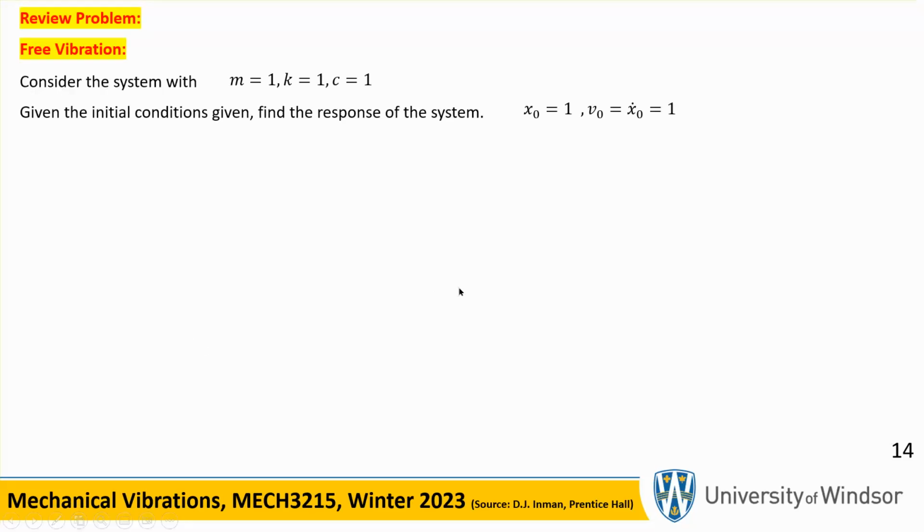So here's a problem. I'm already telling you what type of problem you're dealing with. It's a free vibration problem. You're given the mass, stiffness, and the damper values, and you're given initial conditions. Initial displacement is 1, initial velocity is 1. I gave round numbers here because we don't want to get bogged down with ugly numbers. And this problem was actually the stuff that you were tested on in test number 1.